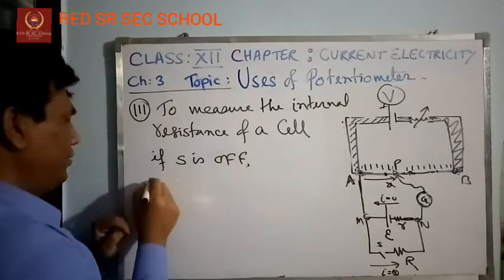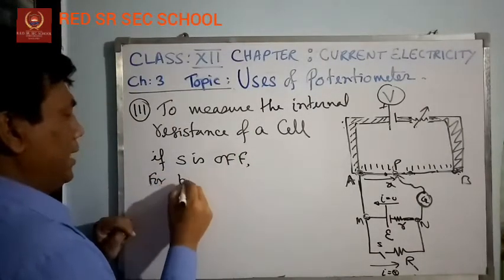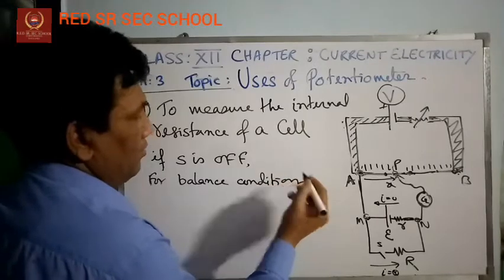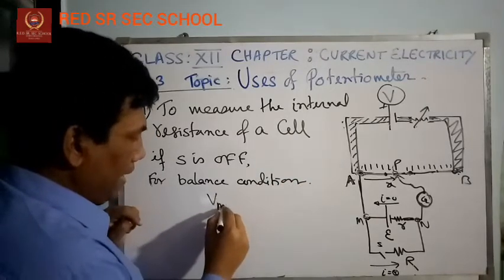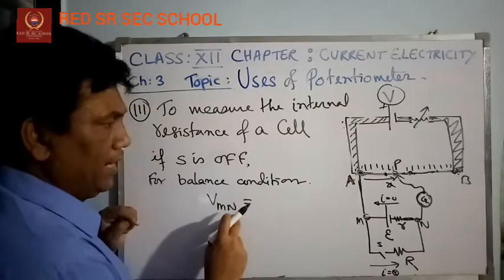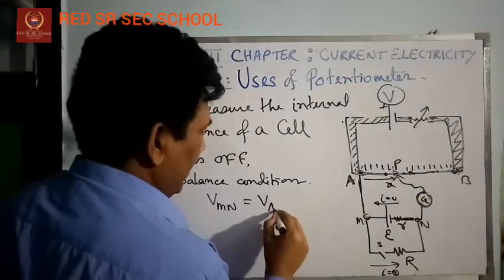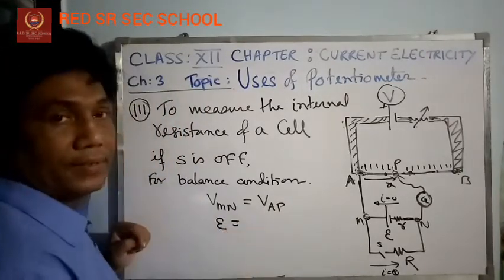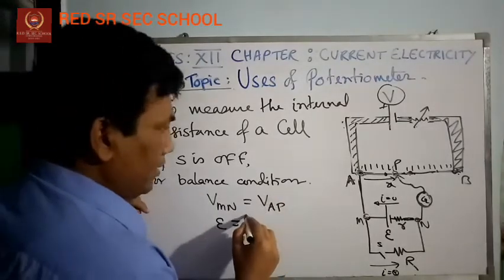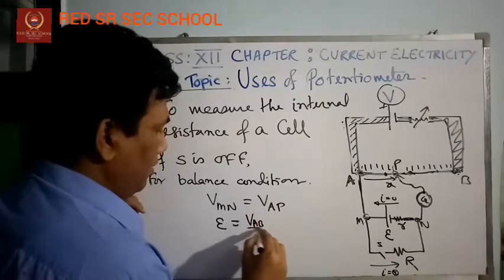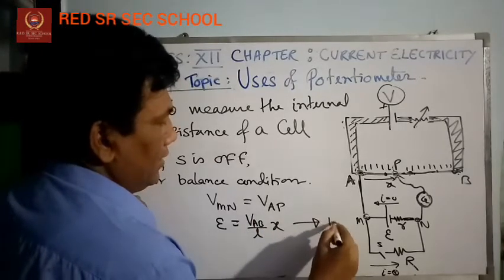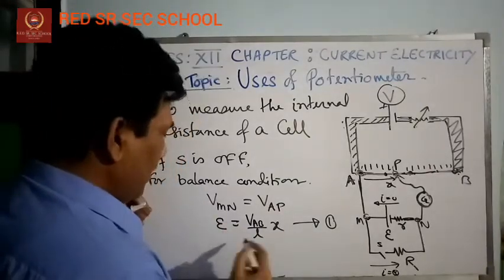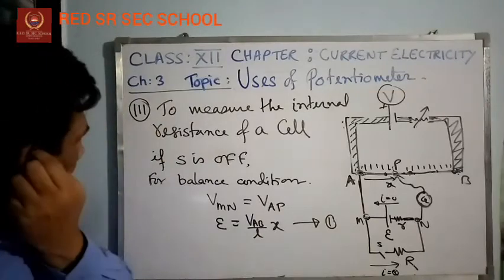If S is off, for the balance condition, V of MN, the potential difference between points M and N, equals the potential difference between A and P. The potential difference between MN is also called the EMF, and V of AP is nothing but the potential drop per unit length into X. Are you getting it? You can say that this is equation number 1.